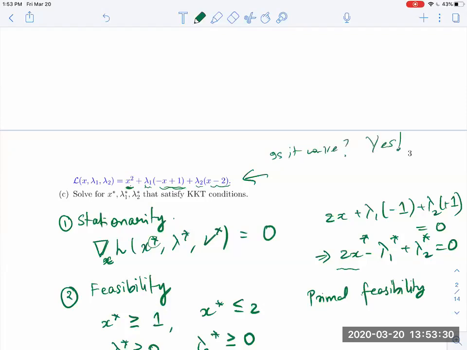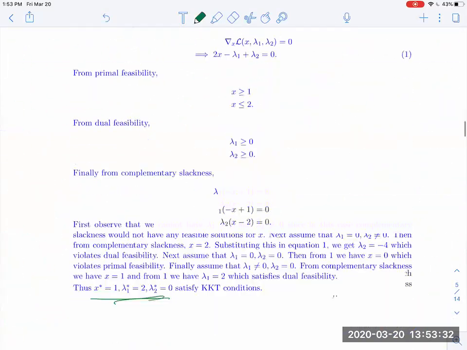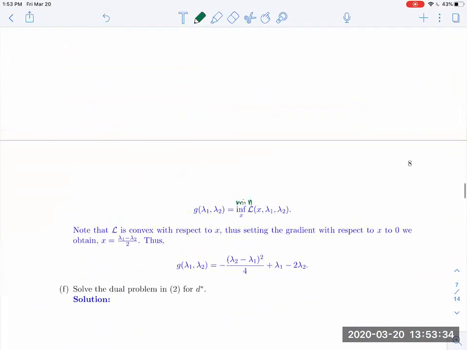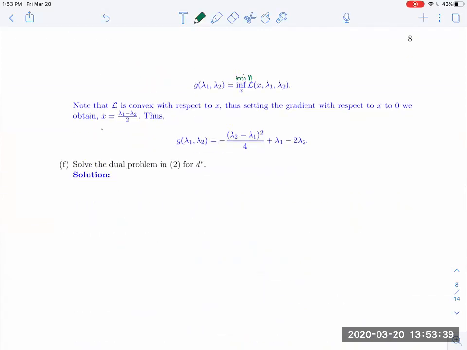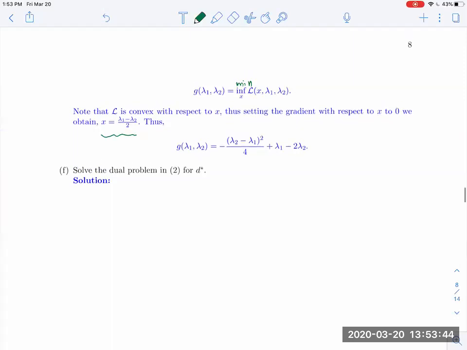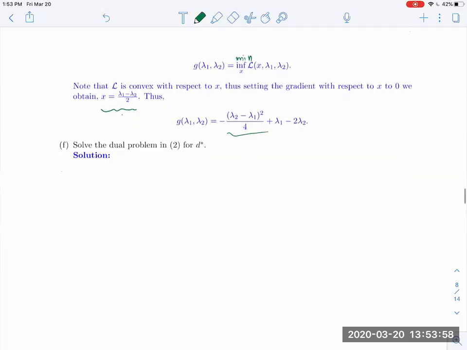You can check this by just taking the second derivative. You can find the minimum by just taking the gradient and setting it to 0. And what happens when you do that? You get x is (lambda 1 minus lambda 2) by 2. We just trust that the calculation is correct for now. And when you substitute this back, you get some dual function like minus (lambda 2 minus lambda 1) whole square by 4 plus lambda 1 minus 2 lambda 2. That's not very interesting here. It's just mechanical work. But what's interesting is the next part.